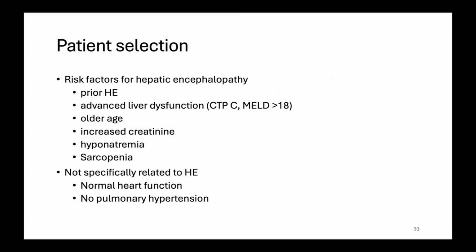For patient selection, we have risk factors for predicting hepatic encephalopathy: prior hepatic encephalopathy, advanced liver dysfunction. The older the patient is, a patient over 70, I don't think is a candidate for refractory ascites. Might be a candidate for variceal bleeding, in which it is a life-saving procedure. Increased creatinine, hyponatremia, sarcopenia: these are all factors that might increase the risk of hepatic encephalopathy, and we have to take them into account when selecting the patient. Not specifically related to hepatic encephalopathy, the patients have to have an excellent heart function and no pulmonary hypertension.